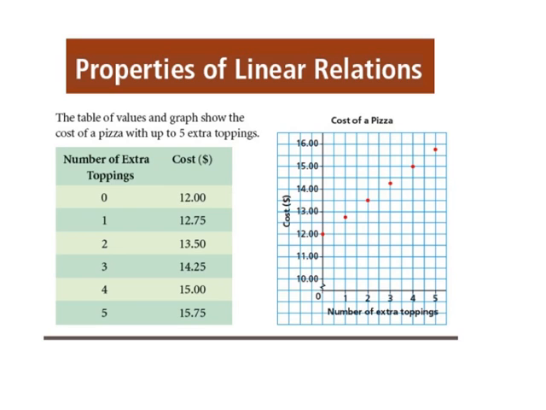Let's take a look at the table below and the graph next to it. The table values and graph show the cost of pizza with up to 5 extra toppings. So let's discuss number of toppings for pizza. Initially, we started with 0 toppings, and the cost of that pizza is $12. For each additional topping, we have an increase of 75 cents.